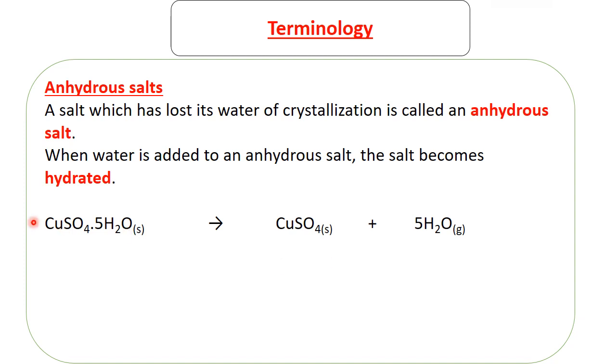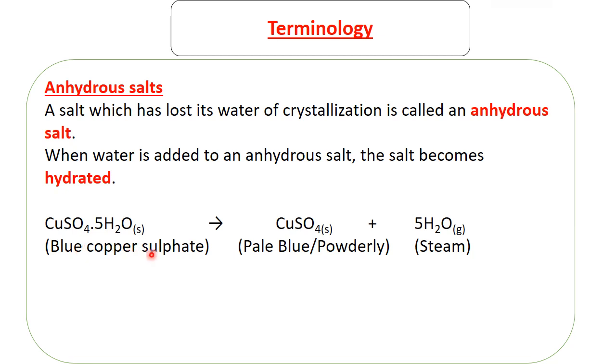So this is a hydrated salt. Due to maybe heating, it can lose its water of crystallization and form the copper sulfate and water here. Because this water is the one that was near, it has been lost. So if initially it had water like this, then it is an anhydrous salt.